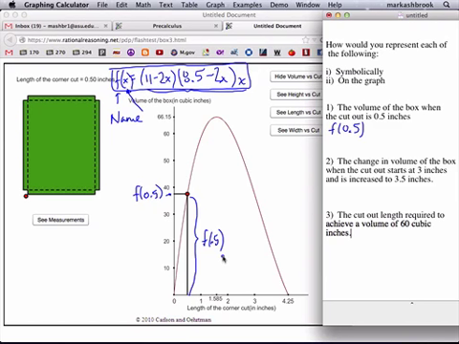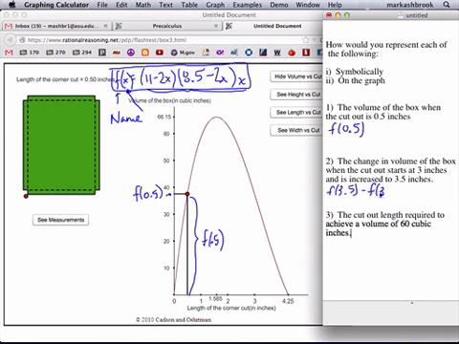Does it make sense? Both of those are showing the volume of 0.5. Okay. The change in the volume when it starts at 3 and increases to 3.5. So now what is the change in the volume? She wants f of 3.5 minus f of 3. And then, okay, good question.